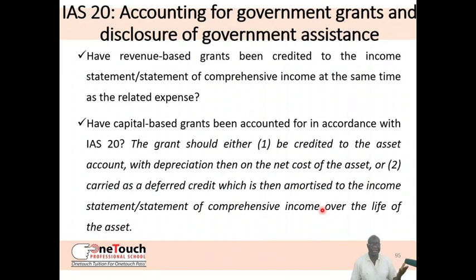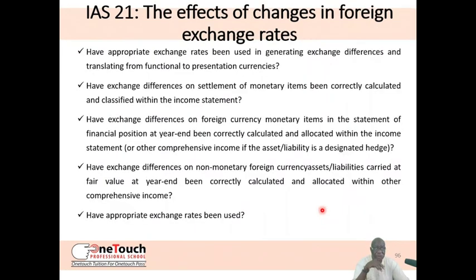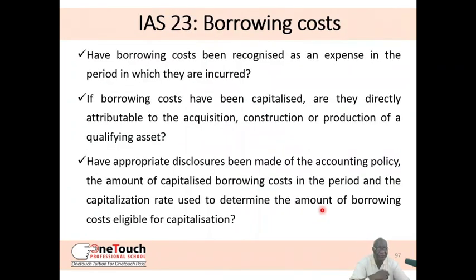Accounting for government grants and disclosures. The questions are there. Have revenue-based grants been credited to the income statement or statement of comprehensive income at the same time as the related expenditure? So all these questions. Then International Accounting Standard 21, the effects of changes in foreign exchange rates. Have appropriate exchange rates been used in generating exchange? All these are questions you have to answer.